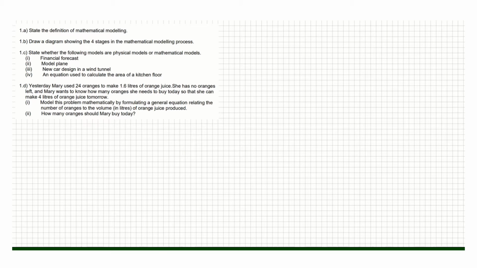Question 1, mathematical modelling isn't really something I'm familiar with, but you have a definition for maths as fun, and I can only presume that's correct. And the diagram I think is okay. Now, state whether each are physical or mathematical. Financial forecast, I think you have as mathematical. Model plane, you said was physical. A new car design, you said was physical. Now, part 4, you said was physical. I'm fairly sure an equation used to calculate the area of the kitchen floor will be mathematical, okay?